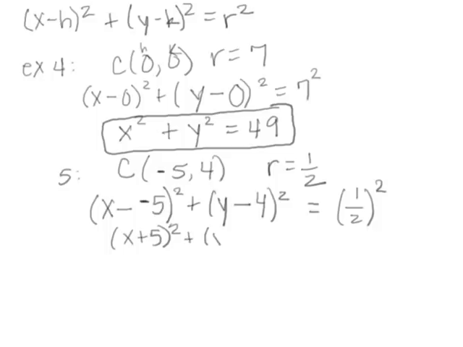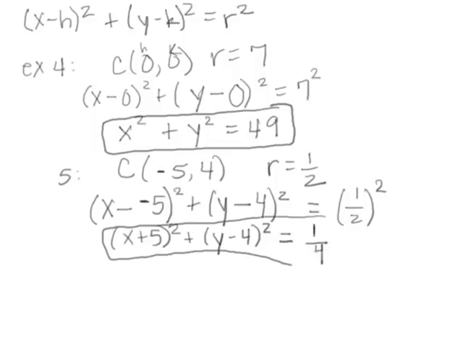x plus 5 squared plus y minus 4, it will stay squared, and then equals, when I square, remember I square numerator and denominator. 1 squared is just 1 divided by 2 squared, which is 4. And I have my second equation.